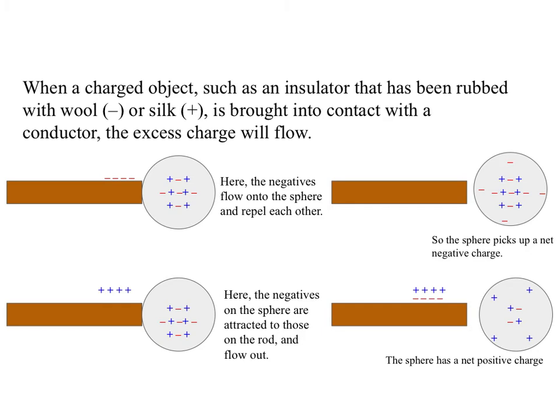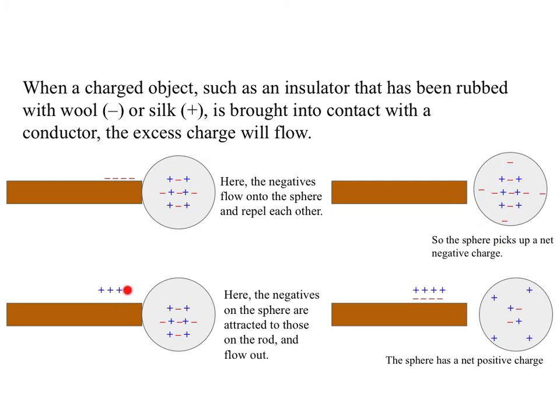All right, when a charged object, such as an insulator that has been rubbed with wood or silk, is brought into contact with the conductor, the excess charge will flow. So here we have excess negative charge, and we put it in contact with this conductor that has neutral charge. Of course, it's made of atoms, so it has pluses and minuses in it, but they're basically all neutralized and canceled out. And the excess electrons here will flow onto the metal, and then their mutual repulsion will move them to the corners, which is why they're shown as far apart as possible. This means the sphere has picked up a net negative charge.